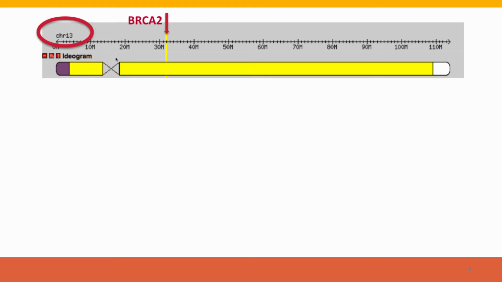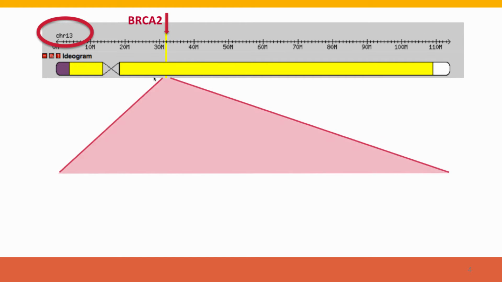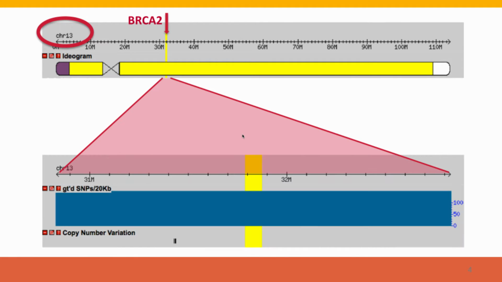So this gene is located on chromosome 13, and you can see it's at about 32 million base pairs along the chromosome, which is about 114 million base pairs, usually abbreviated megabases, long. So we'll zoom in on this, expand this bit to look at just this segment of the chromosome. This is about 2 megabases of chromosome, 2 million base pairs, and the BRCA2 gene occupies this space here.